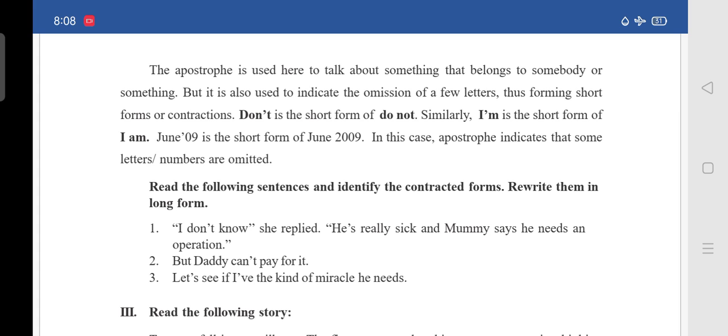So see here, don't is the short form of do not, and similarly I'm is the short form of I am, whereas June '09 is the short form of June 2009. So here what did you understand? The apostrophe indicates that some letters or numbers are omitted, isn't it? So read the following sentences and identify the contracted form. Rewrite them in long form.